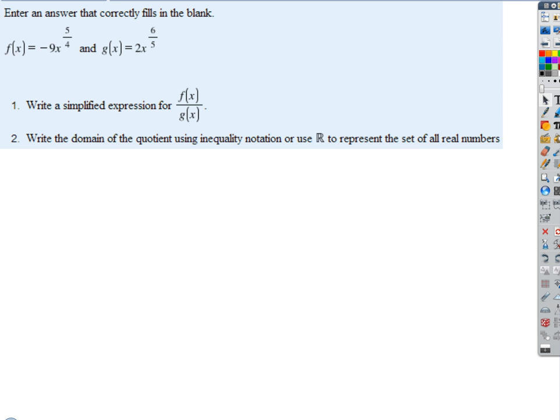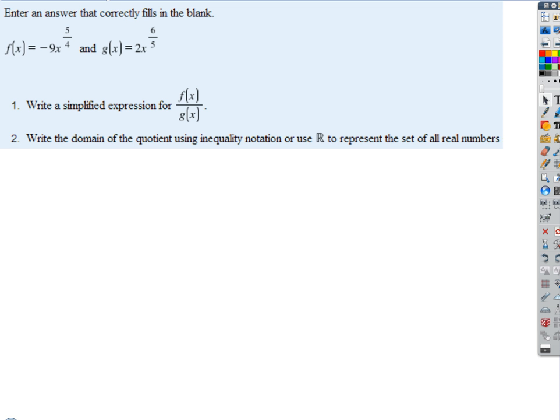You're going to be doing either a quotient or a product or a composition of functions. And I want two things from you. I want the simplified expression, which is like 7.1, 7.2 stuff. That's stuff we've already worked on, properties of exponents. You're getting good at that, and I think you're going to be fine there. Part 2 really is the new stuff. I want you to write the domain of this expression.